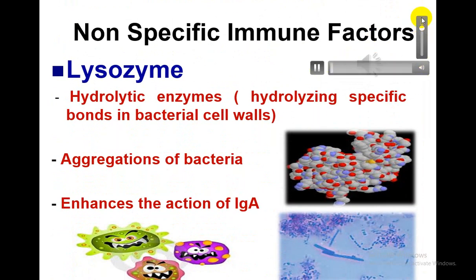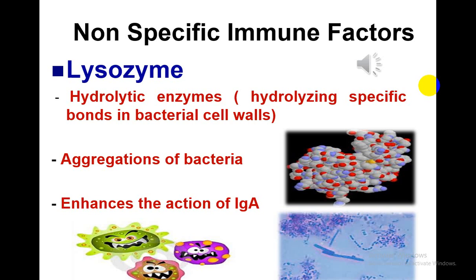The first non-specific immune factor is the lysozyme enzyme. This hydrolytic enzyme arises from both major and minor salivary glands, gingival crevicular fluid, and salivary leukocytes. It is secreted in addition to saliva in all body secretions, like tears, nasal secretion, etc.